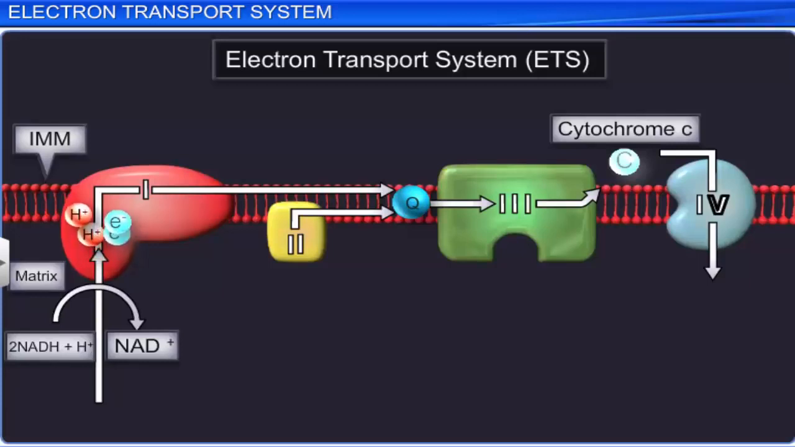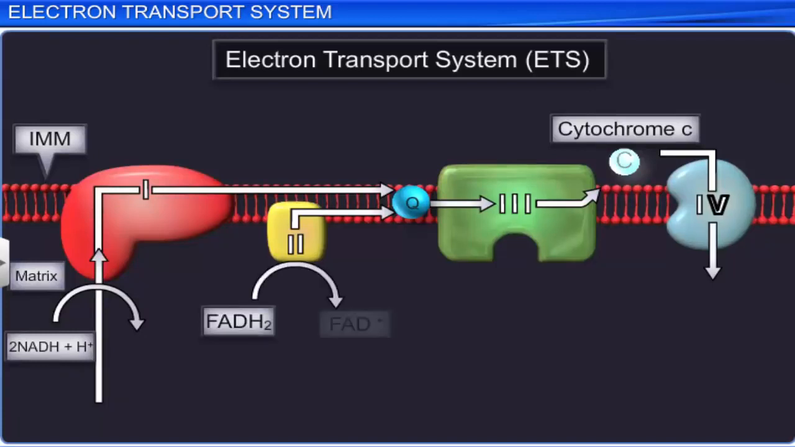Electrons from NADH plus H+ are transferred through complex 1 to ubiquinone, and protons are moved from the matrix of the mitochondria to the intermembrane space. In the same way, electrons from FADH2 are transferred through complex 2 to ubiquinone, and protons are moved from the matrix of the mitochondria to the intermembrane space. Ubiquinone transfers the electrons to complex 3. Complex 3 transfers the electrons to complex 4 through cytochrome c. Here too, some protons are moved from the matrix of the mitochondria to the intermembrane space.